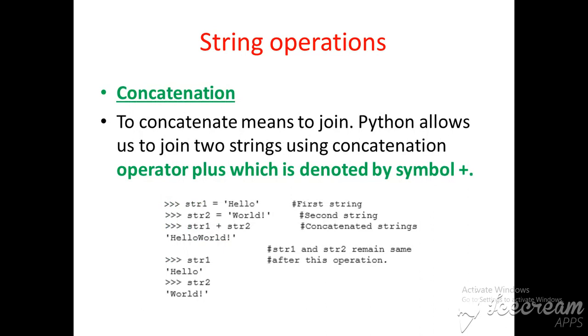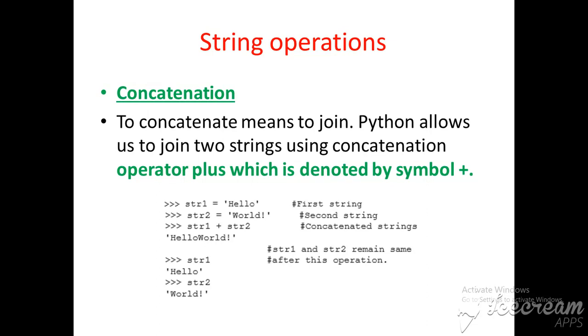The first operation is called concatenation. Concatenation means to join. To join two strings we use the concatenation operator, the plus sign. From the example, string 1 is hello and string 2 is world. So string 1 plus string 2 gives hello world. The hello and world are concatenated, that is joined together, by using the plus operator. This is called the concatenation operator.